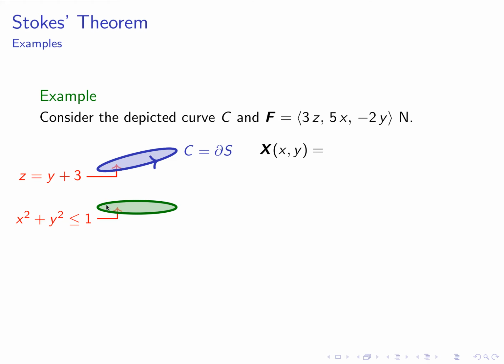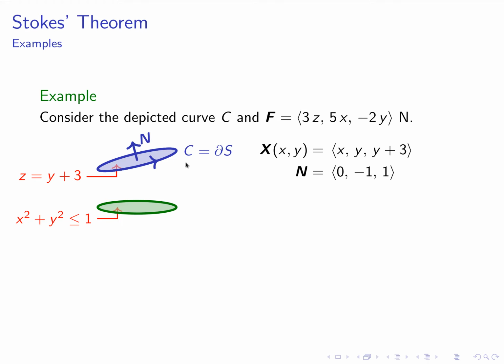So let's look at the data requisite to calculate the circulation of this vector field around this boundary. Well, we can parameterize this surface quite easily because we're given that z is y plus 3. So here we'll just use x equals x, y equals y, and z equals y plus 3. If we calculate the standard normal for this parameterization, again, we would do this by taking derivatives with respect to x and y and then taking the cross product of those derivatives. We end up with a normal vector given by 0, -1, 1.